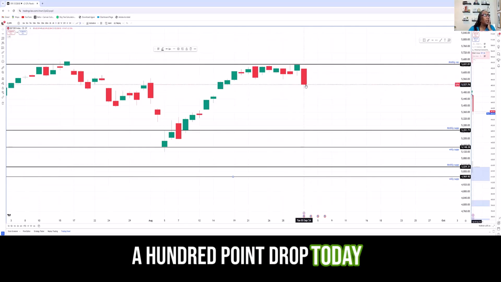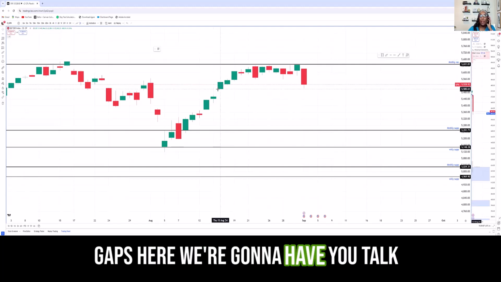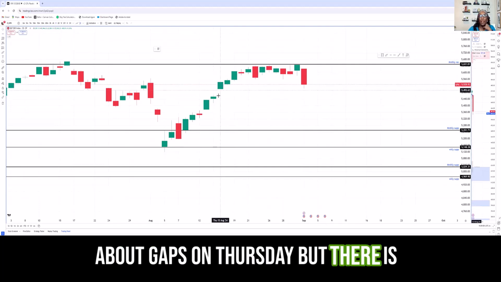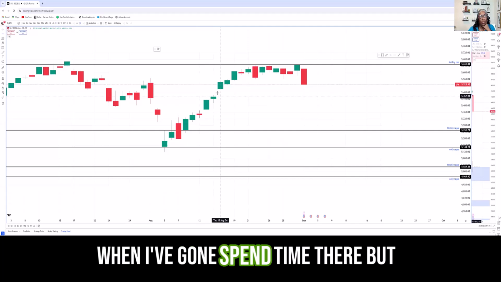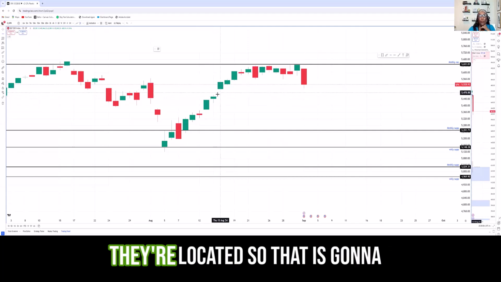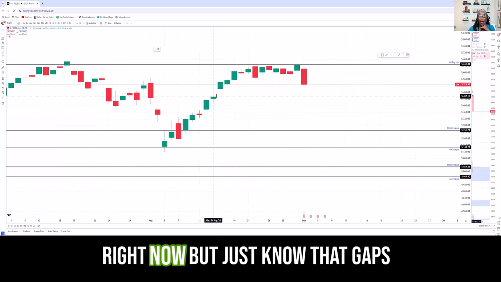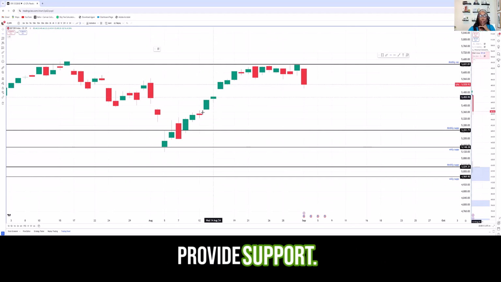Almost 100-point drop today. That's a lot. Okay, looking for supports. We see gaps here. We're going to have to talk about gaps on Thursday, but there is a gap between these two candles. We're not going to spend time there, but gaps do provide support and or resistance depending on where they're located. So that is going to provide some support. I won't mark it right now, but just know that gaps provide support.